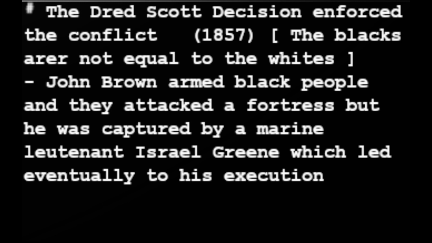So from 16 until 18 October 1859, there was a man called John Brown. He was a white man who was also against slavery. He wanted to give weapons, to give arms to blacks. Then he did so, and they attacked a fortress named Harper's Ferry. Then the U.S. Marine, Lieutenant Israel Green, took back the fortress and captured John Brown. Later on, he was executed along with the men who followed him.